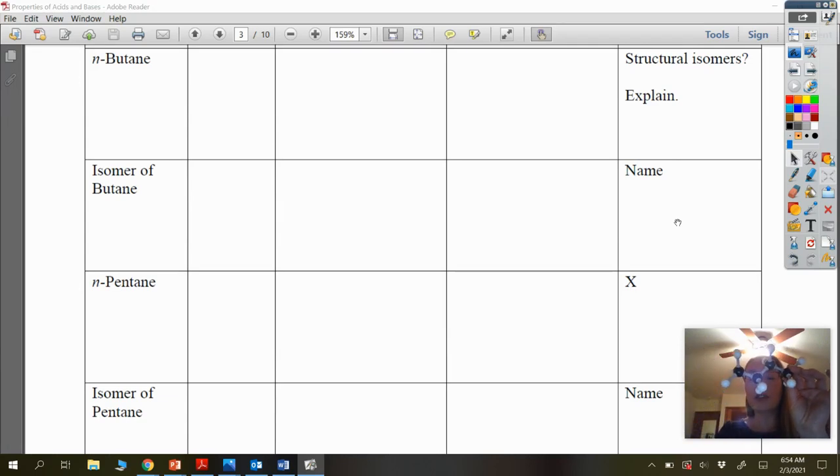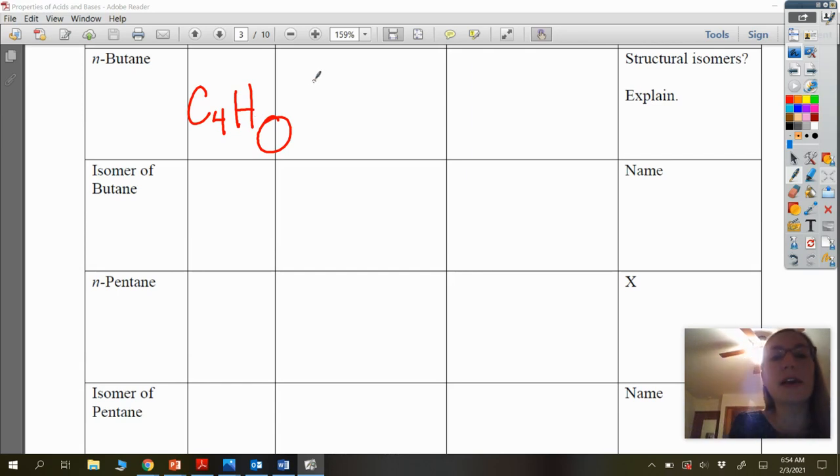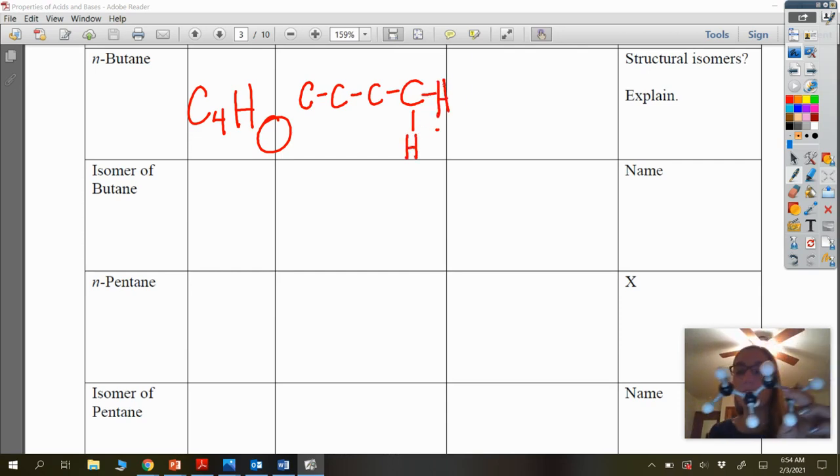Well, first things first, I've got to put my 4 carbons and go ahead and count up all the hydrogens that you need. So I'll let you fill that in. And then I'll let you go ahead and draw your flat 2D drawing. And again, fill in with all the appropriate hydrogens here. So go ahead and I'll start you off and you can go ahead and fill that in.